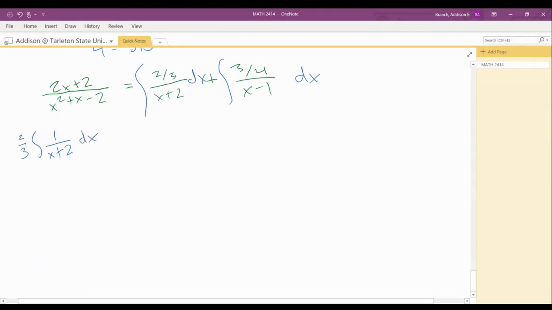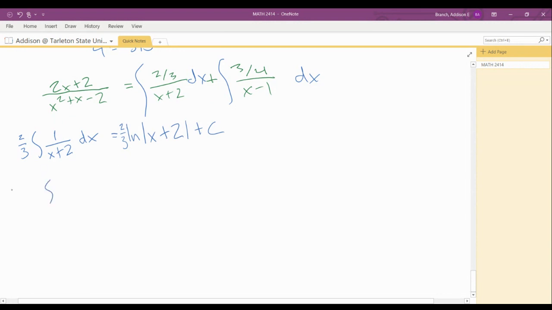So we're integrating 1 over x plus 2. Well, if we do a quick mental u sub where we let u equal x plus 2, du is dx, so therefore this would just be a simple log. This would just be our natural log rule for integration. And then, of course, don't forget our 2/3.